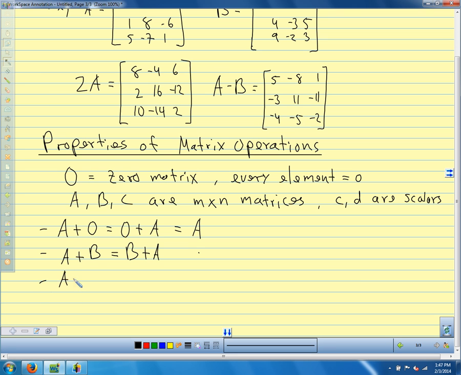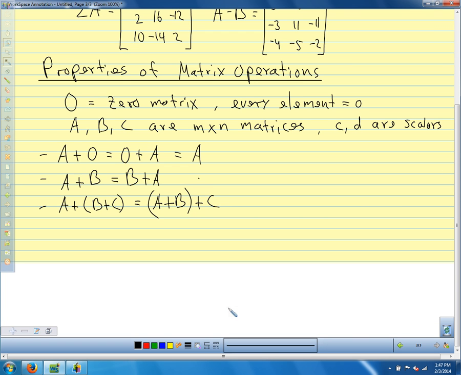We can group matrices however we want to add them. It doesn't matter how we group them. If we do scalar multiplication by more than one scalar, C times D times A, we can group that multiplication however we want. So we can multiply beforehand, or we can multiply the matrix by a scalar and then multiply it by another scalar.